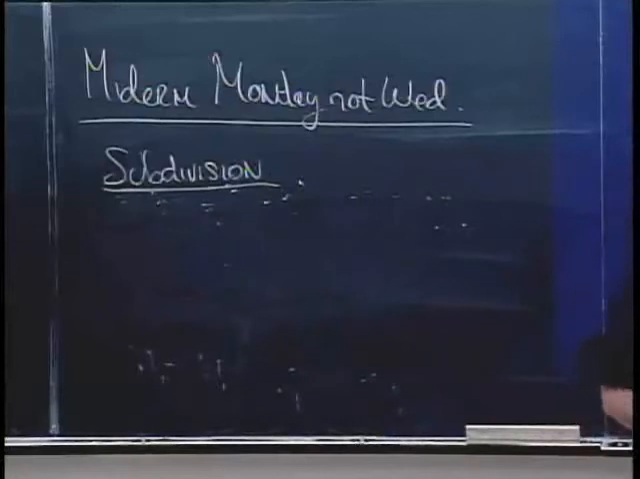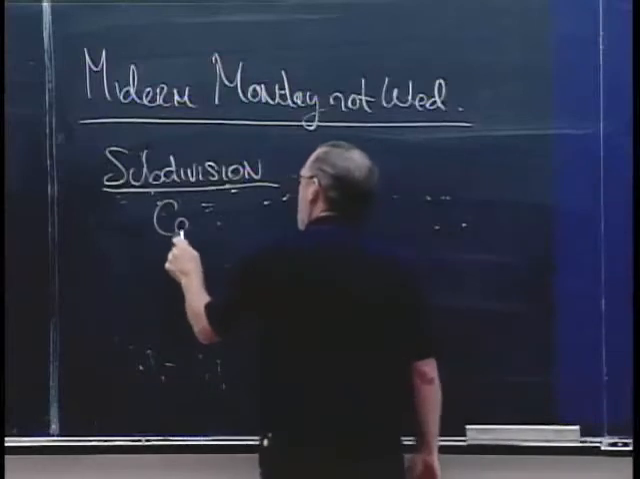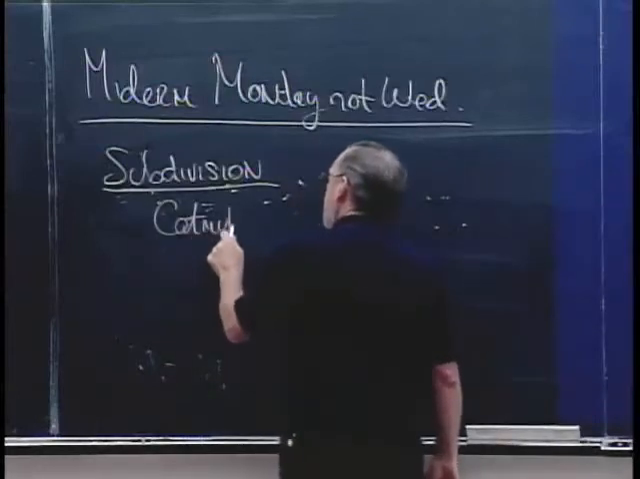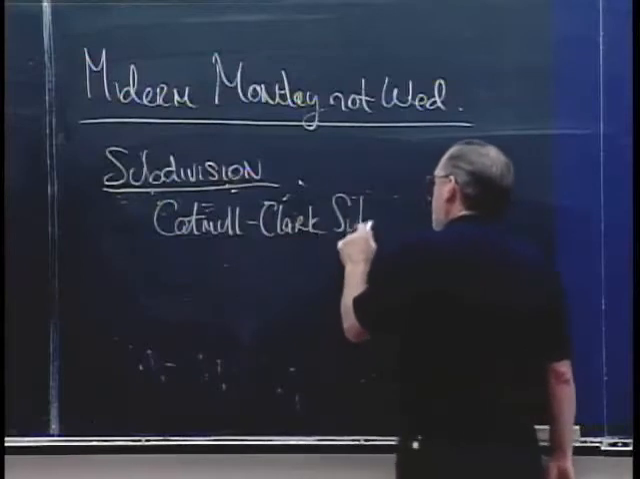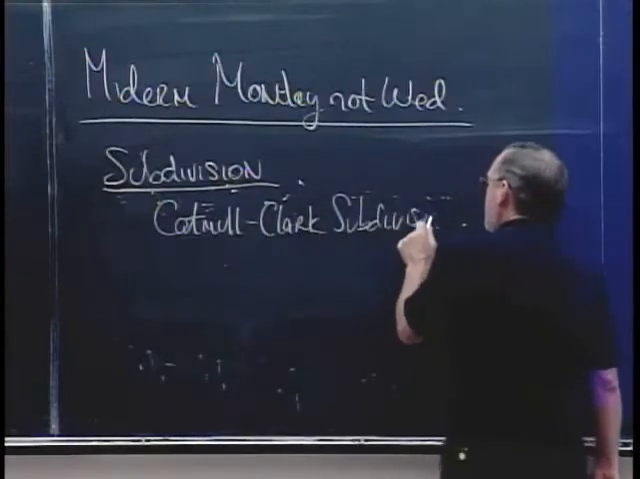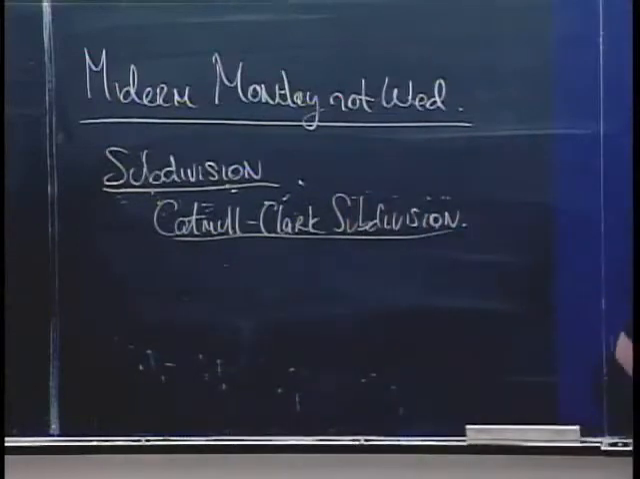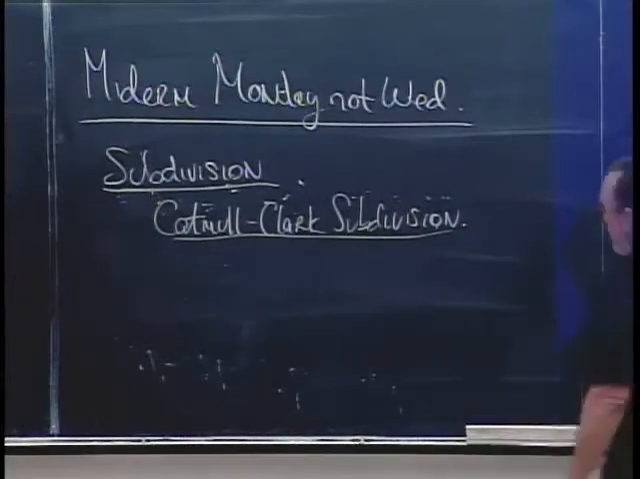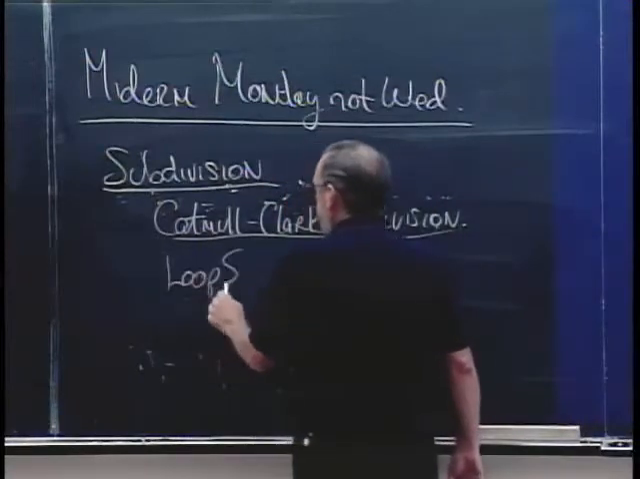And I'm going to start with a slightly different one today, and this is going to go into what we call Catmull-Clark subdivision, which is what most people use these days, some variant of Catmull-Clark subdivision. There's also one called loop subdivision.